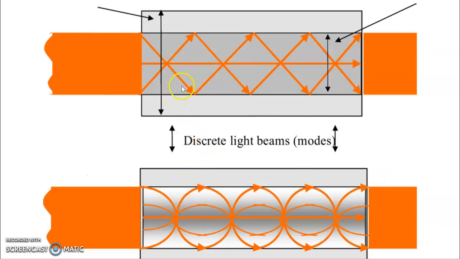This matters when we send multiple signals. Here they go in zigzag, so they meet and they lose their signal. But in the graded index fiber, even if we send multiple signals, they never overlap. So in graded index fiber, the intermodal dispersion is reduced very much. And we use this graded index fiber in multimode communication over a short range.